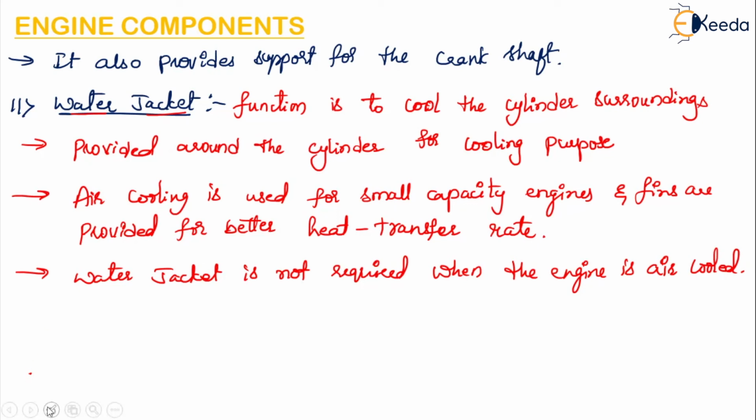The next component is the flywheel. This is a wheel which is mounted on the crankshaft, which will store the excess energy during the power stroke, and it returns the energy during the other strokes to maintain fairly constant output torque on the crankshaft.